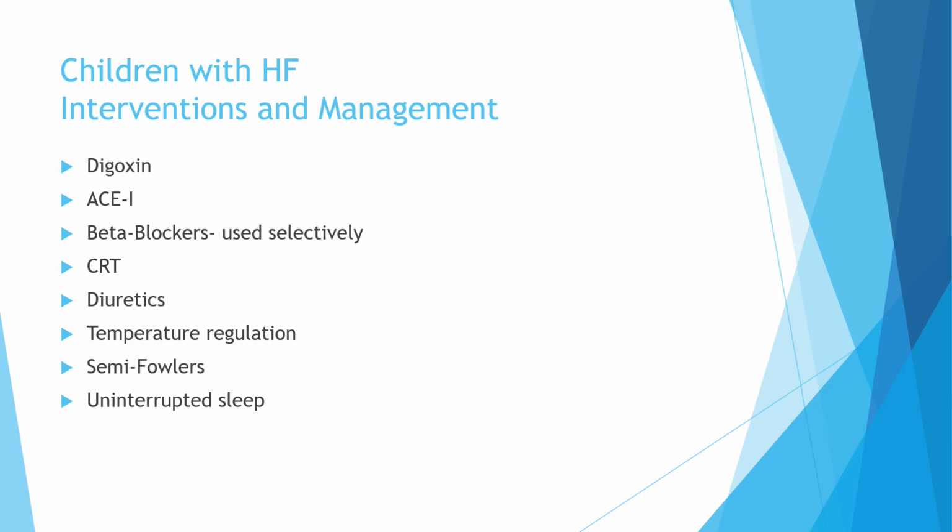So our goals for children with heart failure are pretty much the same as they would be for our adult patients. We want to increase cardiac contractility, decrease preload, decrease afterload, and conserve oxygen. We want to balance the supply and demands of oxygen in the body. So a very common drug that is used in children with heart failure is digoxin. Digoxin has a pretty quick onset and has primary use.